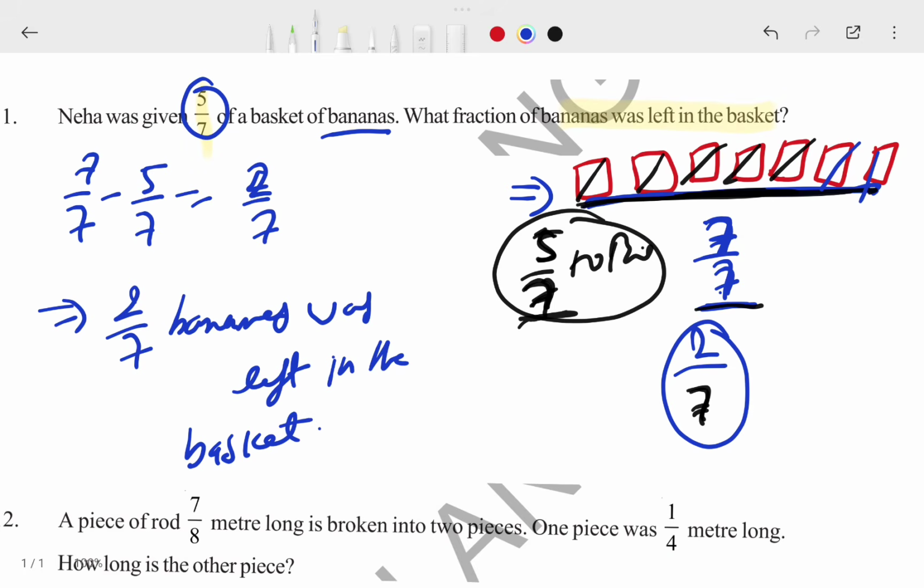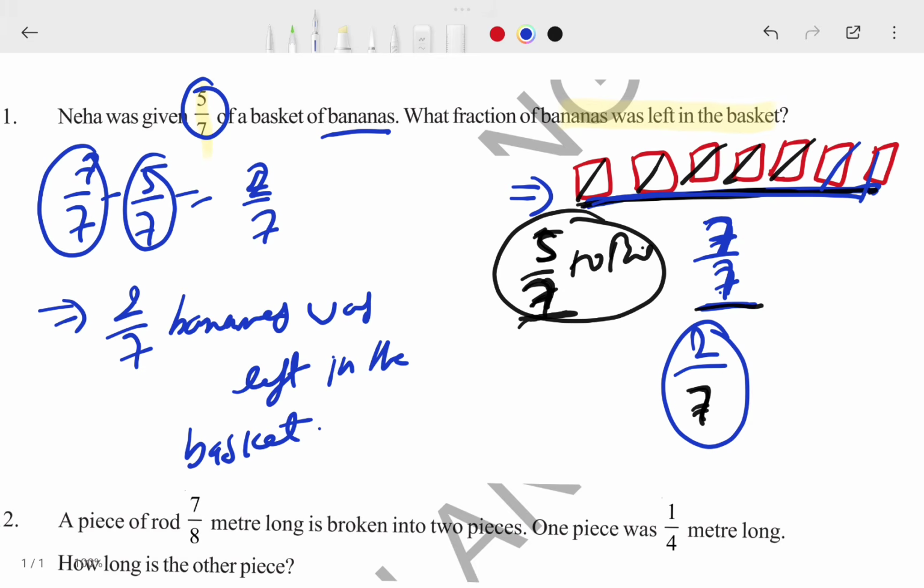Also, let's suppose you have 7 boxes. They have also 7 bananas, 7 by 7. Okay, 7 by 7 bananas they have. In that, 5 by 7, like 5 bananas, are given to his friend. So how many are left? 2 only.